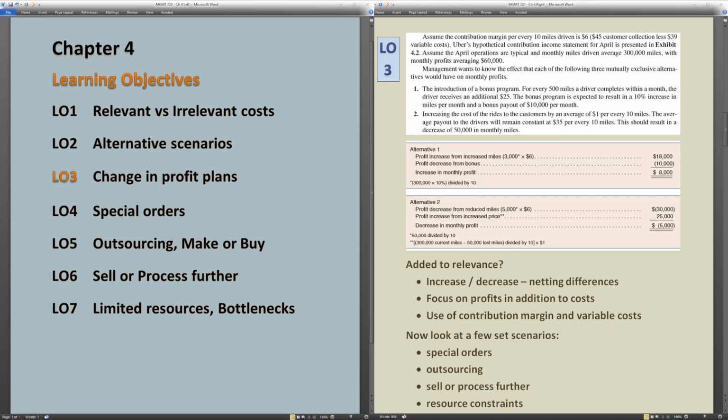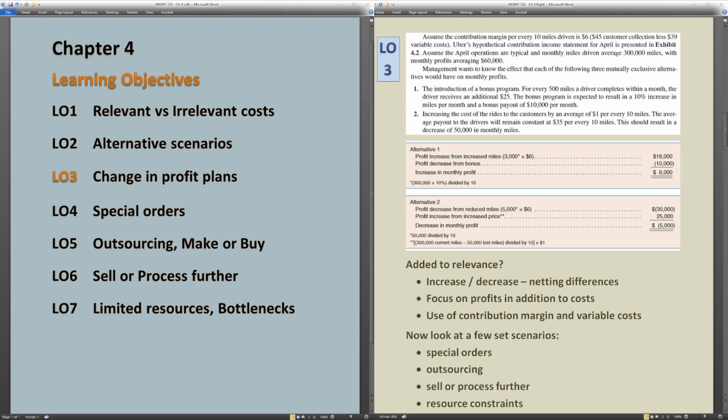But you notice here, the reduced miles sort of overwhelms the increase in the price. So they increase the price. They realize there's going to be fewer miles driven. Well, that ends up netting out to $5,000 or maybe $5 million in decrease in monthly profit. So basically what you do with these alternatives is you just run the numbers. You figure out what's the effect, you run the numbers and look at the increases and decreases, net them out and see if there's an increase or decrease.